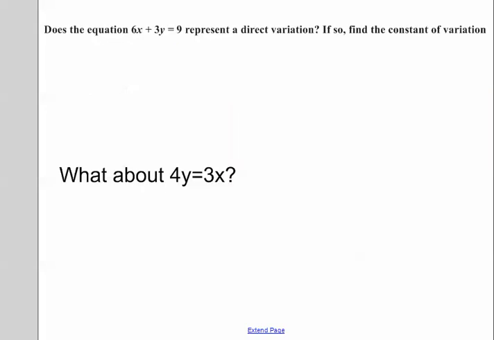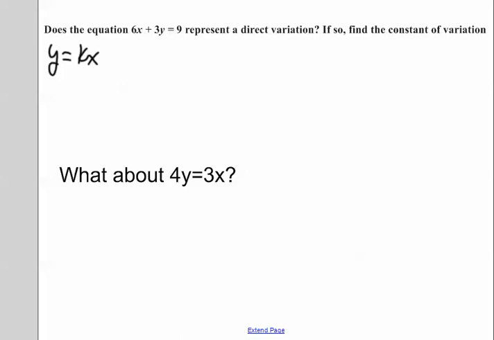Does the equation 6x plus 3y equals 9 represent a direct variation? If so, find the constant. And then what about 4y equals 3x? So when you're doing this, you have to think about direct variation being y equals kx, where k is your constant of variation. In this case, we have something in standard form.